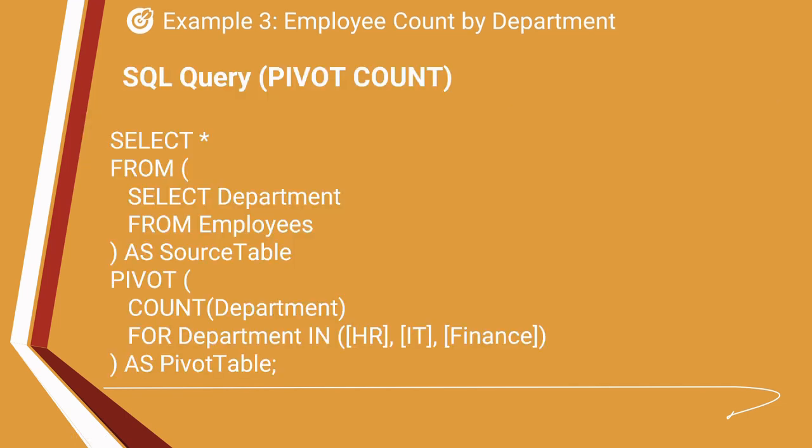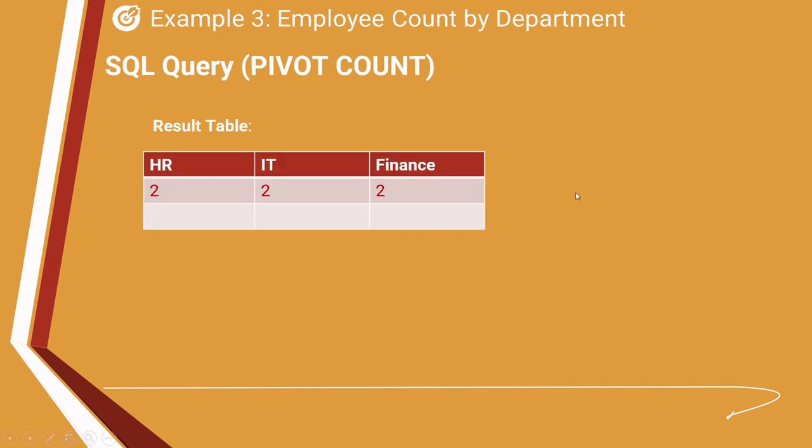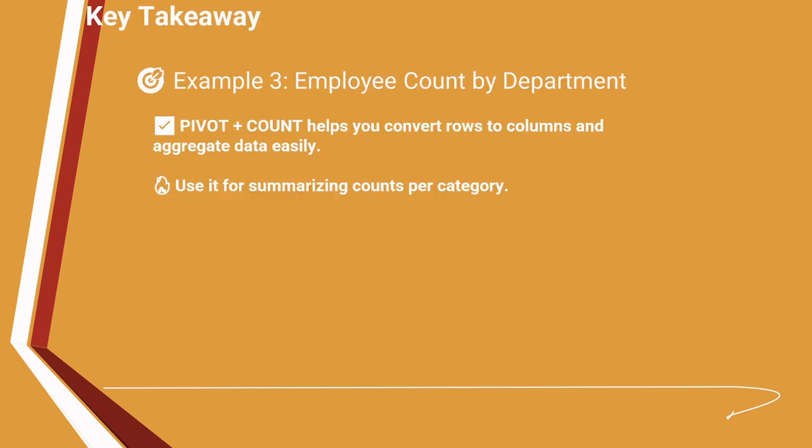This query pivots the department column and uses count to calculate how many employees are in each department. The result is a clean summarized table showing counts per department, 2 in HR, 2 in IT and 2 in finance. Remember, pivot with count is great for turning grouped raw data into clear, readable columns, perfect for reports and dashboards.